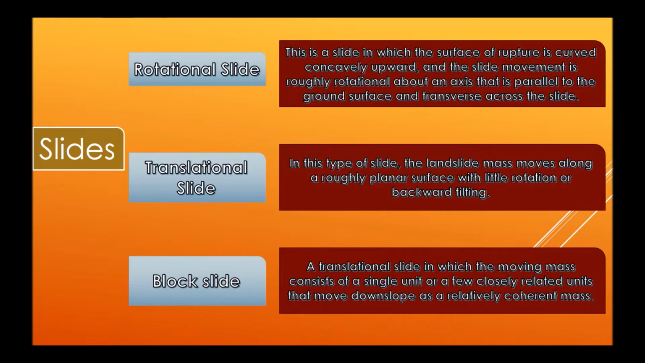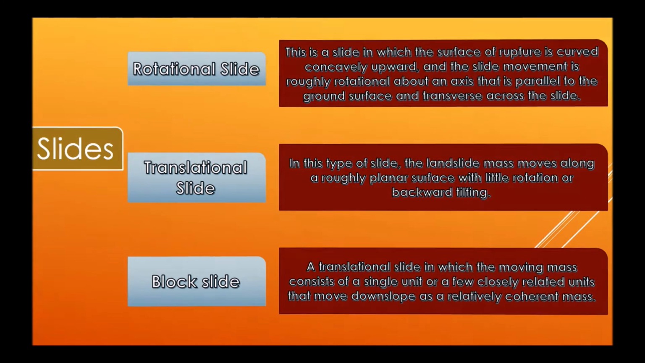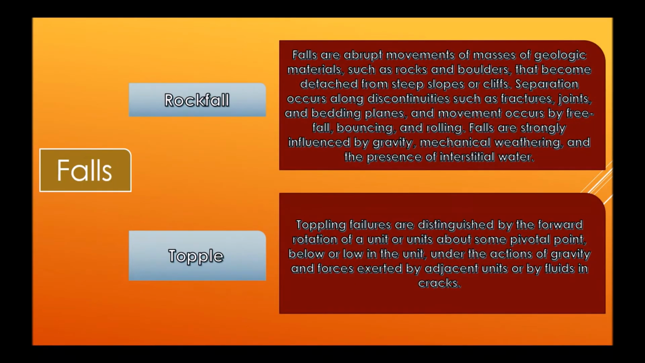Block slide. A translational slide in which the moving mass consists of a single unit or a few closely related units that move downslope as a relatively coherent mass. The next is falls. The first one is the rock fall.